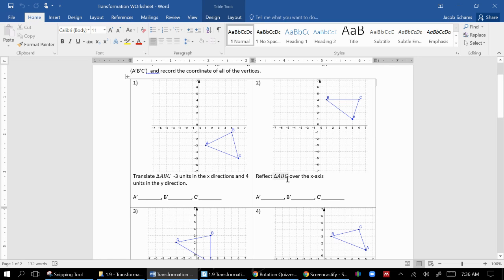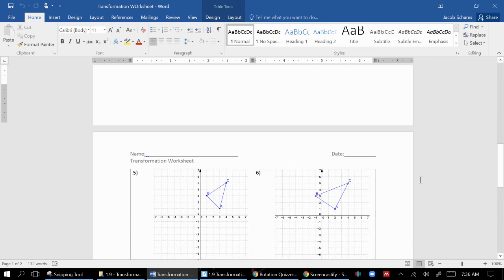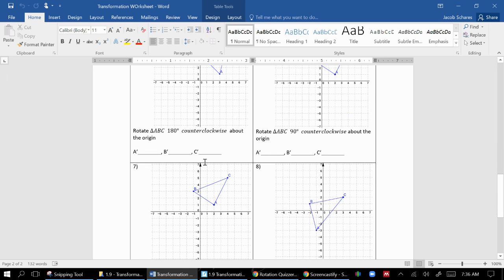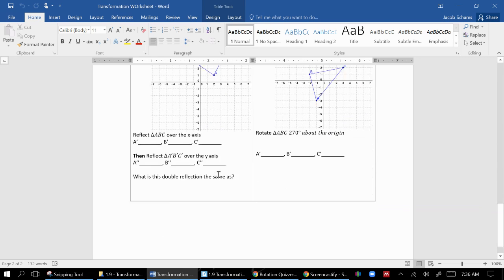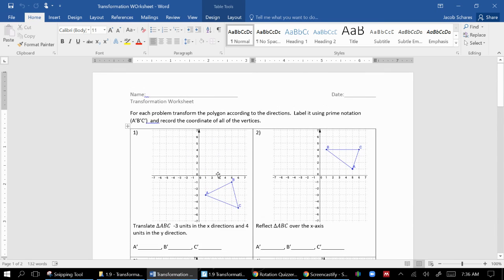When you get down to these rotation ones, remember, I would highly encourage you to turn your paper 90 degrees clockwise, turn the paper that way, and see what it looks like. See where the points end up. They start to get a little harder down here, but not too much. The rotations are the hard ones.